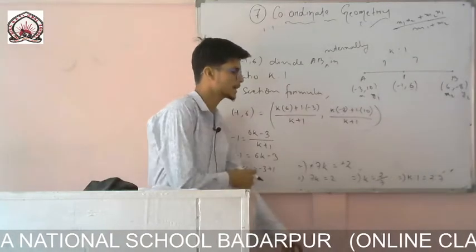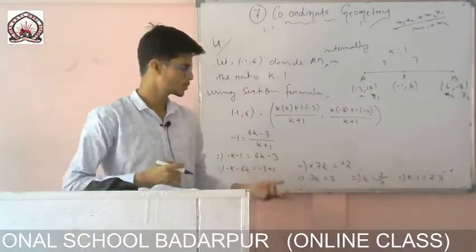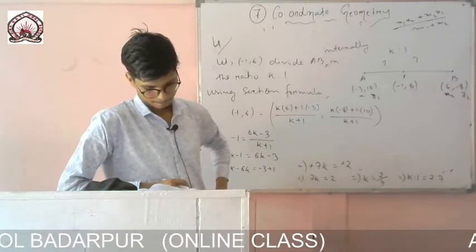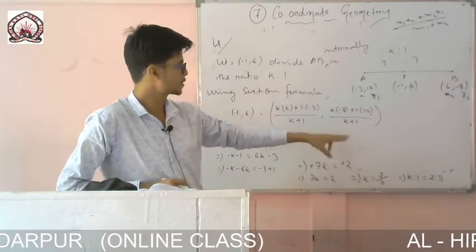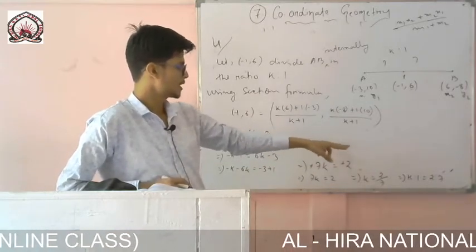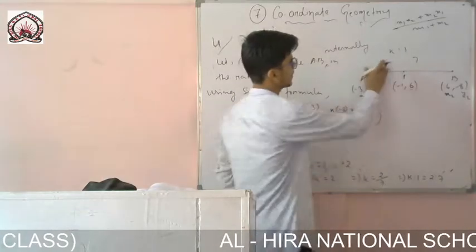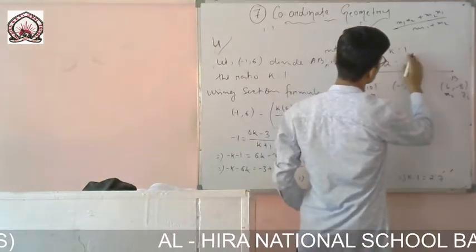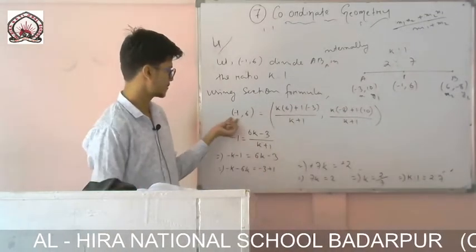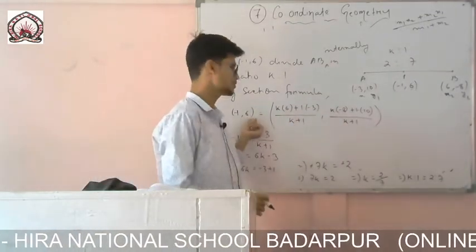So I can write k is to 1 will be equals to 2 is to 7. So this is the answer. If you want, you can check by putting this value in any of the coordinates, and you will get the answer. If you put the ratio 2 is to 7 in any of these, then you will get -1. If you put it here, then you will get 6.